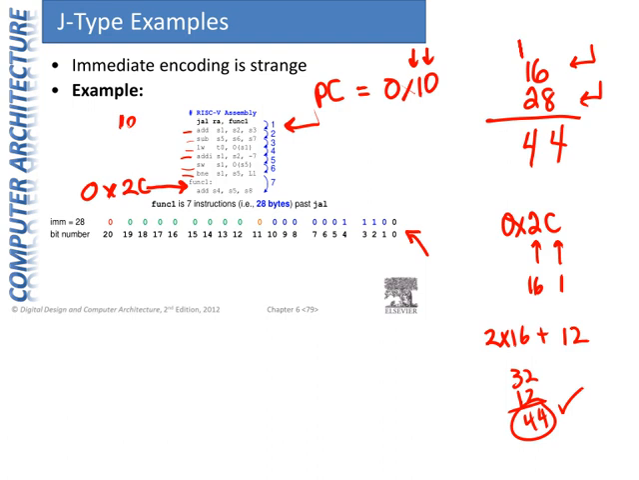Okay, so we're jumping relative to the current PC. So in this case, the current PC was hex 10. I randomly chose that number. No matter what, the distance between here will be 7 instructions. And so that math will work.